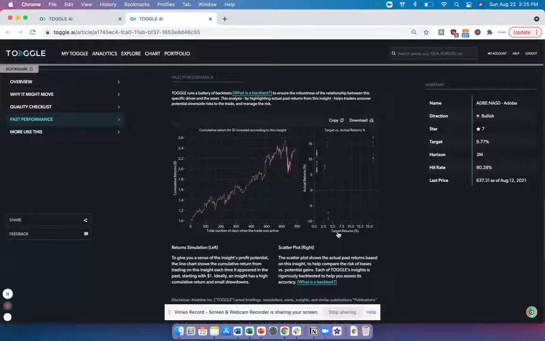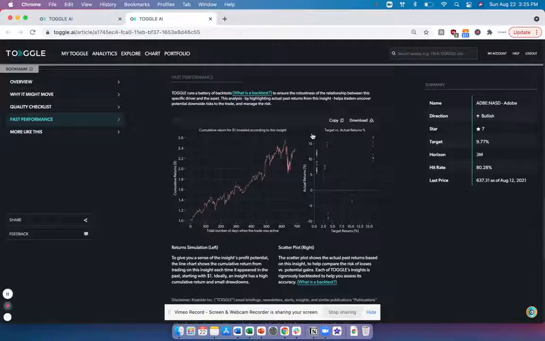In a perfect world, there'd be a line going across the 45-degree angle if all our target returns were the actual returns. However, in this case, when Toggle predicted a return between 0 to 2.5%, actual returns were anywhere between 5 to 12.5%. This graph helps compare the risk of losses versus the potential gain. In this case, the risk of losses was lower than the potential gain based on the few negative return instances and more positive return instances reported.